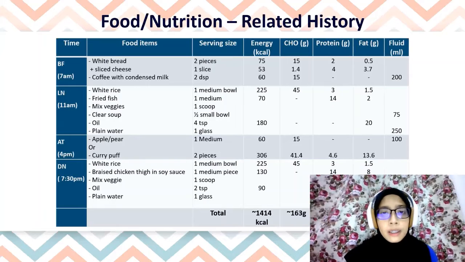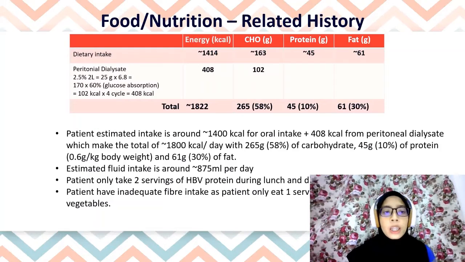For nutrition related history, patient estimated oral intake is around 1,400 kcal per day. However, as patient is on CAPD, the calorie from dialysis is around 408 kilocal. So by totaling up these two calories, patient total estimated intake is around 1,800 kcal per day, with 58% of carbohydrate, 10% of protein, and 30% of fat.